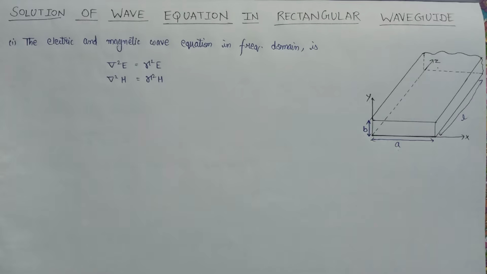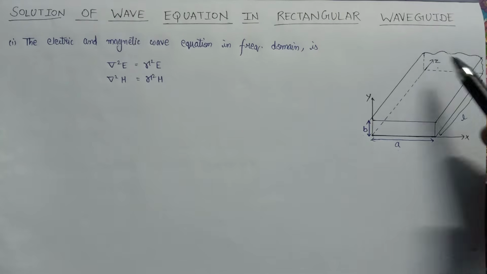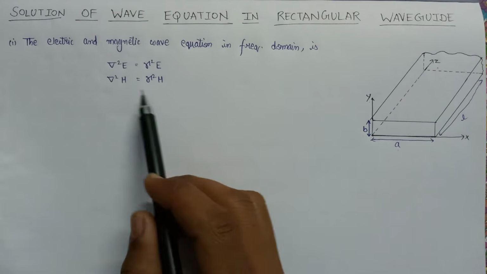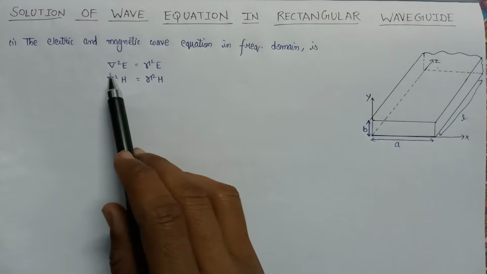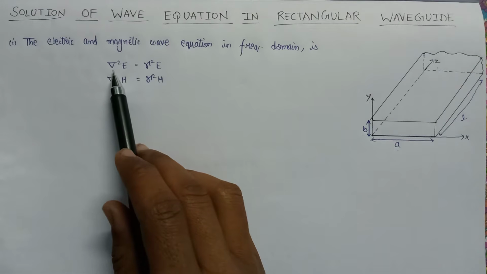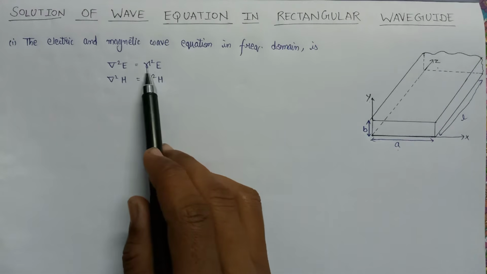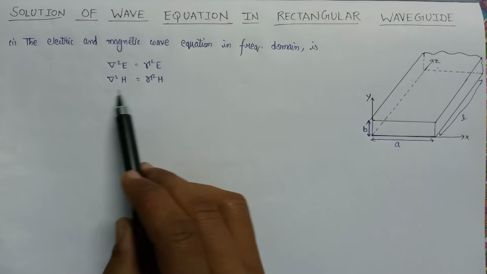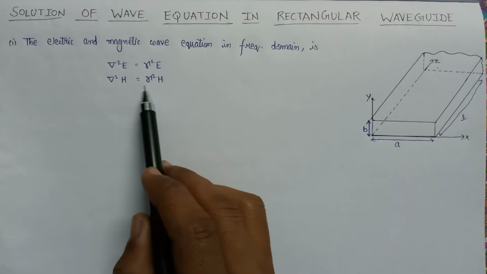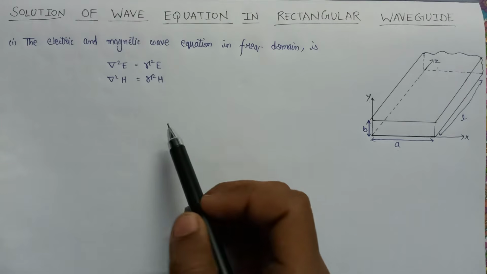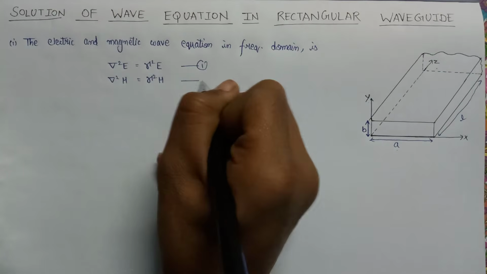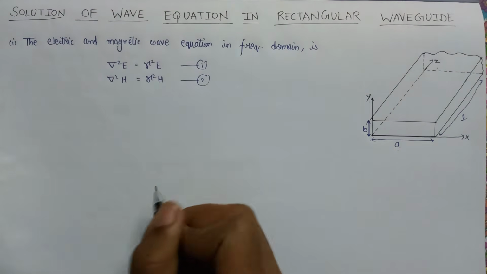If we talk about the electric and magnetic wave equations in the frequency domain for this rectangular waveguide, then they will be represented like this: for the electric wave equation, del square E equals gamma square into E, and for the magnetic field equation, del square H equals gamma square H. Let us call these equation number 1 and equation number 2.